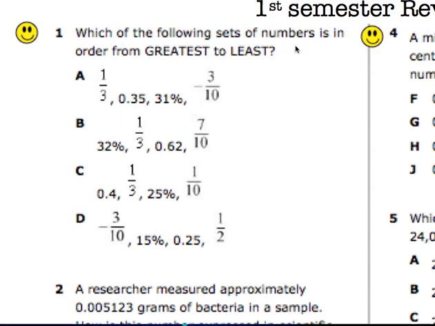Which of the following sets of numbers is ordered from greatest to least? So here we have to figure out which ones start with the biggest numbers and go to the smaller numbers. One way to do this is to compare them in the same unit, whether all rational numbers, which is fractions, all percents, or all decimals. For me, I like decimals. So 1/3 is approximately 0.33.